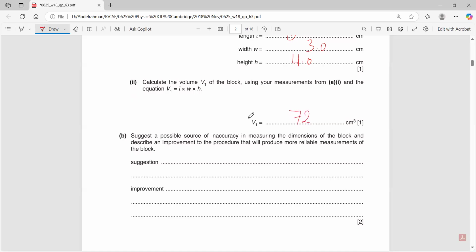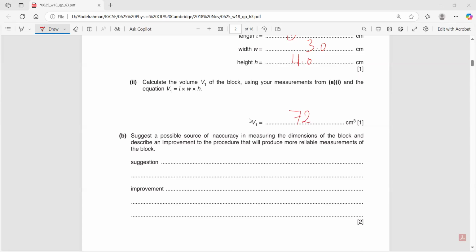Suggest a possible source of inaccuracy in measuring the dimensions of the block and describe an improvement to the procedure that will produce more reliable measurements of the block. What could one possible problem be? One possible problem could be in measuring the actual dimensions. Okay, actually taking the measurements.